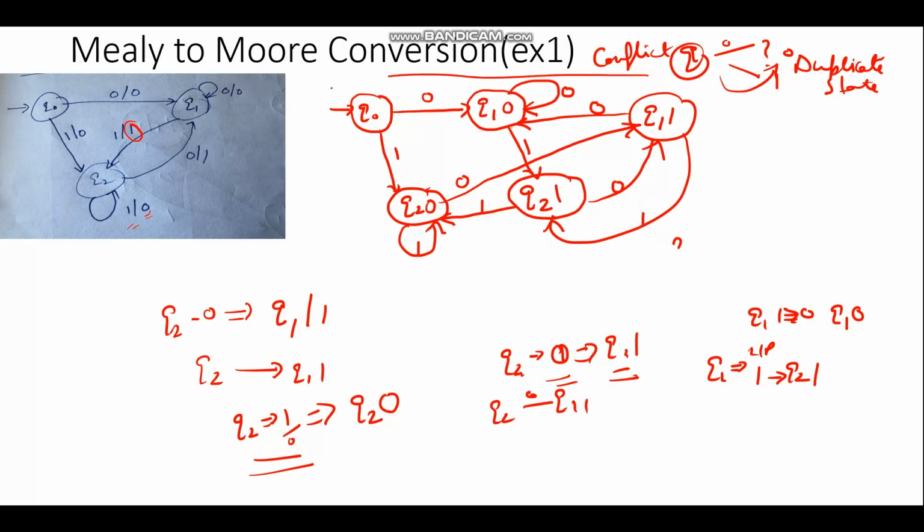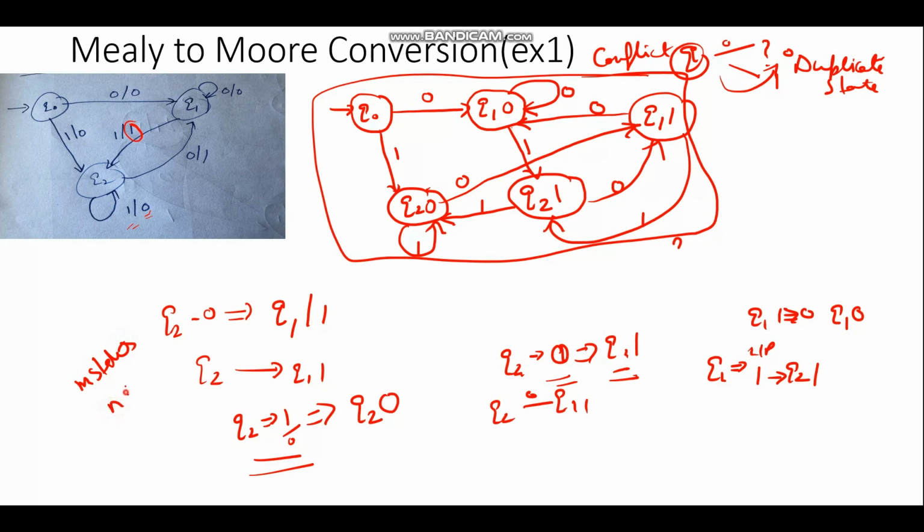So this is how we convert a Mealy machine to a Moore machine. So this is the answer to this problem, which says we have to explore each and every state. So here we need to remember one thing: for M states and N outputs, how many possible states are there? M into N states are possible when we convert a Mealy machine to a Moore machine.